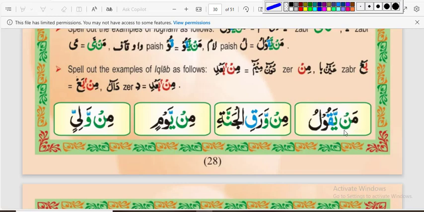maya, and then it is qaf waw dhamma qu, mayaku, and then it is lam dhamma lu, mayaqulu, and then it is mim waw kasra mew, waw fatha wa, mewa, ra fatha ra, mewara. So the rule of idgham is applied over here, that after noon sakin the letter waw is one of the yadmanun letters.